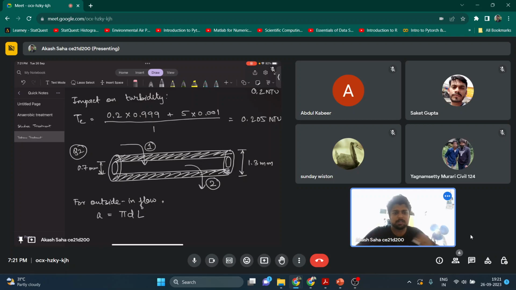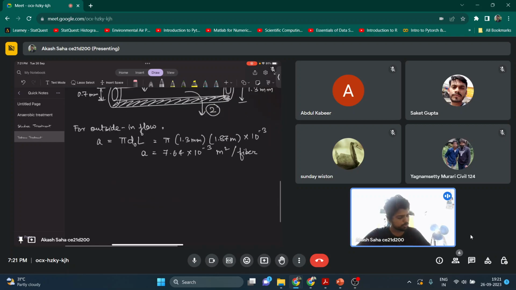But when it will be an outside inflow, I will take my diameter as outside diameter. So it will be d naught. So what will it be? Pi into 1.3 mm into 1.87 meter into 10 to the power minus 3 to convert mm to meter. So my area will be equal to 7.64 into 10 to the power minus 3 meter square per fiber. This is for one fiber.